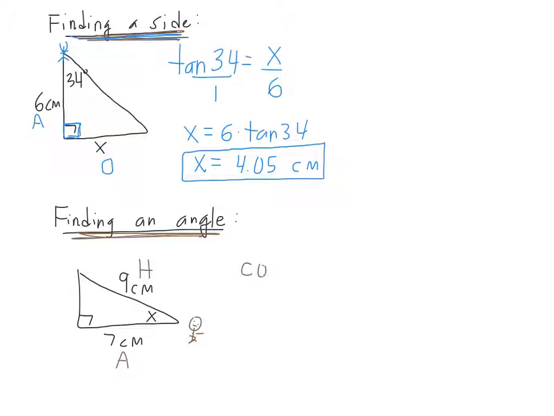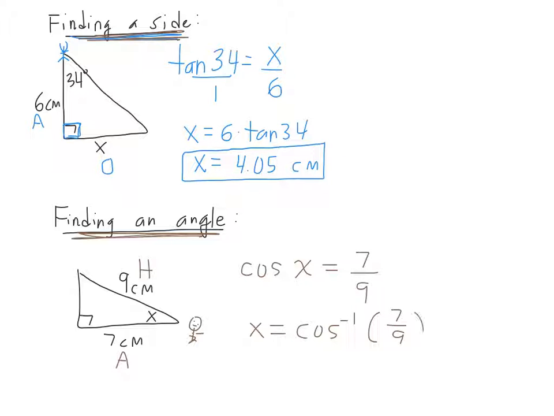So let's set this up. It's the cosine of x. We're trying to find our angle, which we're calling x. That would equal 7 over 9, because cosine is adjacent over hypotenuse. Now, be careful with your notation here. Write this out correctly. You need to have this down as part of your work.